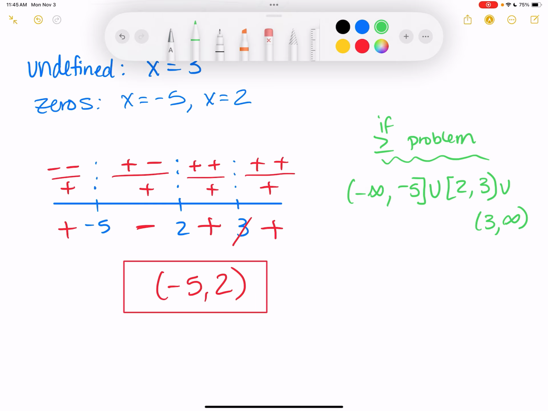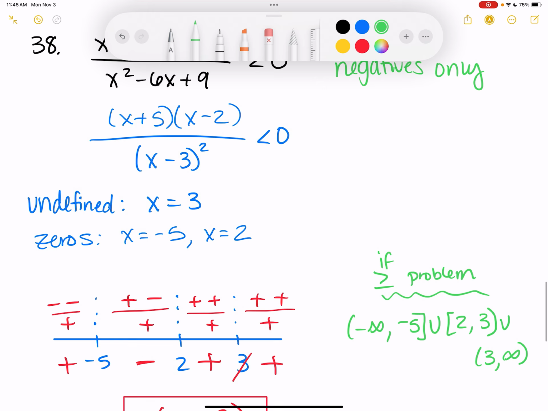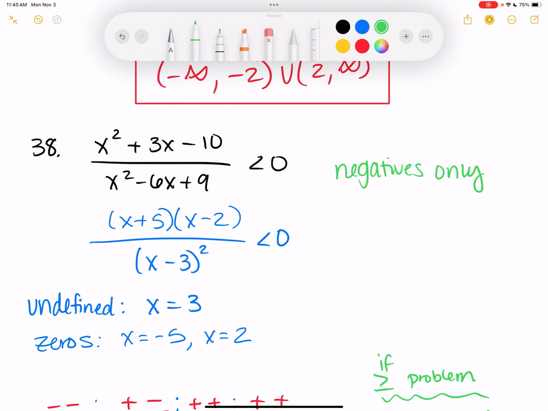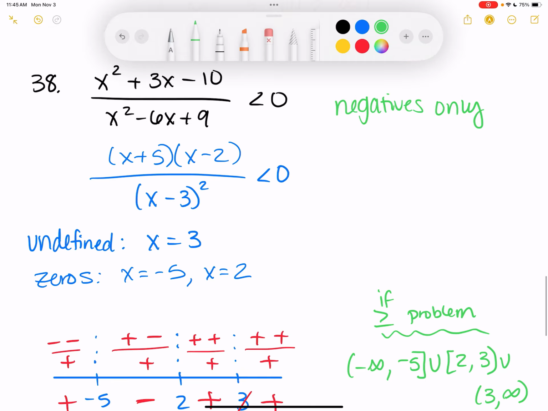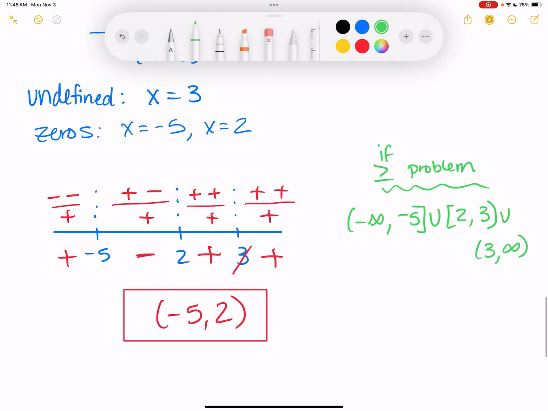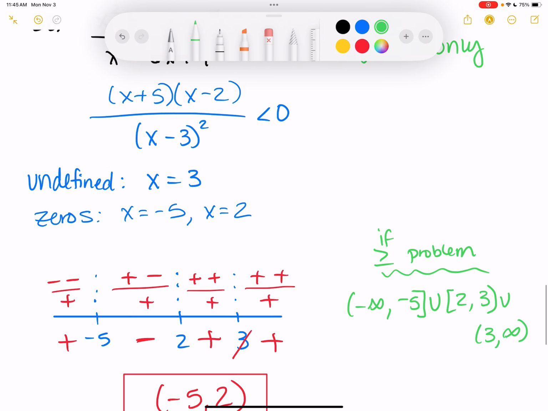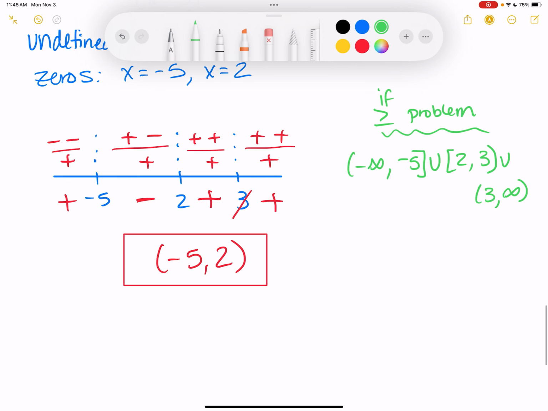So if the problem is less than, we're only finding negatives. If it's greater than, we're only finding positives. If it's greater than or equal to or less than or equal to, we include 0, and it depends on what it's asking for. If this sign instead was greater than or equal to, this would have been my answer. This was less than, so this was my answer. If it was less than or equal to, these would have been changed to brackets.